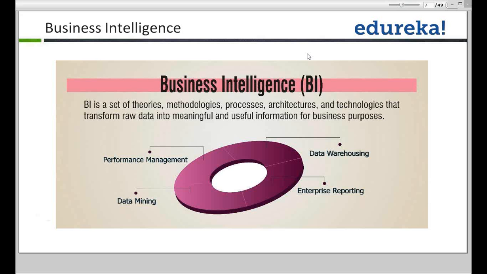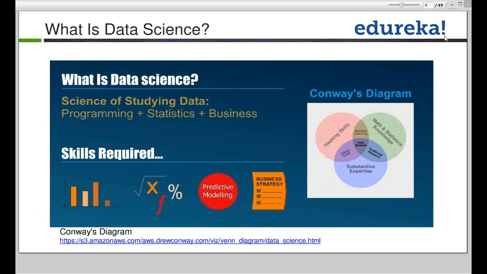So like you see in this diagram here, there is data warehousing, enterprise reporting, performance management, and data mining. Business analytics falls more into the area of data mining here. So it's a set of theories, methods, processes, architectures, and technologies that transform data for business purposes. And here we look into what is data science.